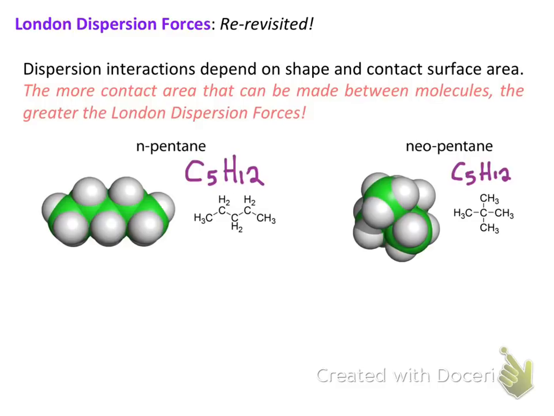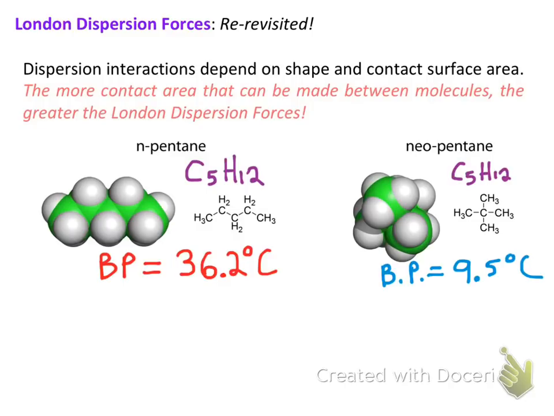So, the boiling point of n-pentane is 36.2 degrees Celsius. What then is the boiling point of neopentane? Drum roll! 9.5 degrees Celsius, considerably lower than n-pentane. Now that's interesting. It's the same formula, but one has a considerably higher boiling point.